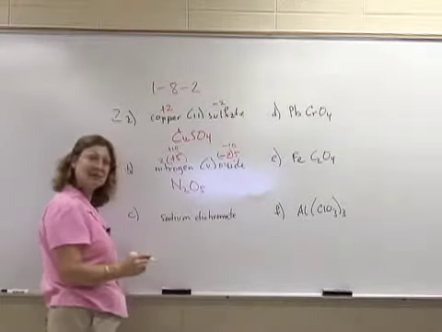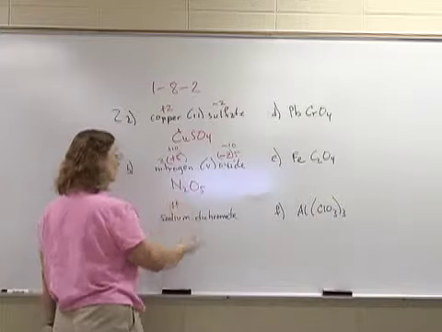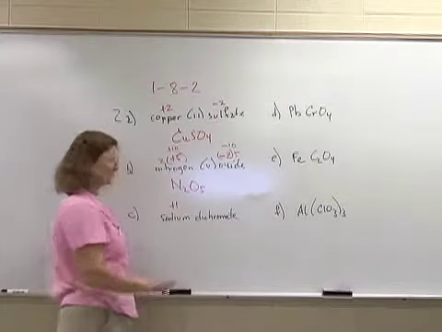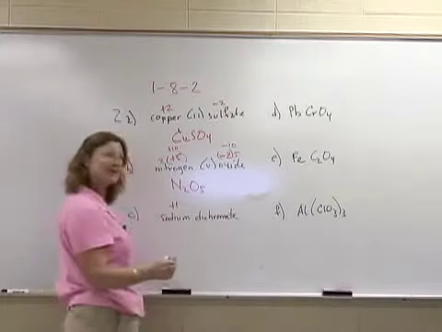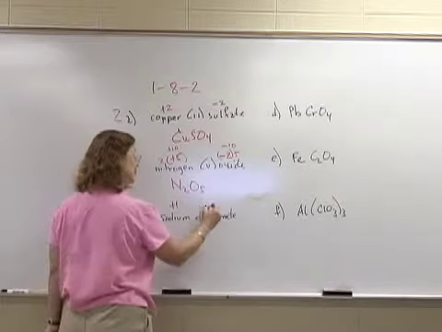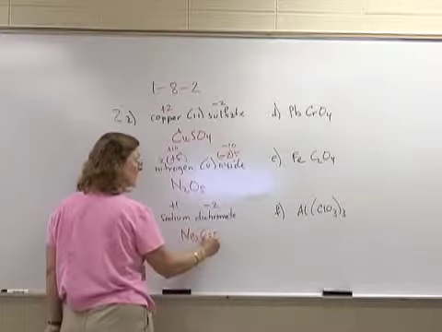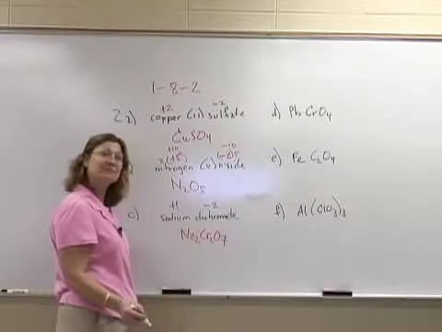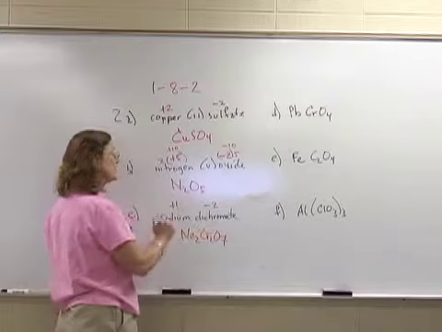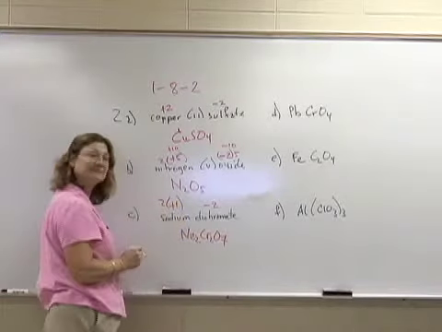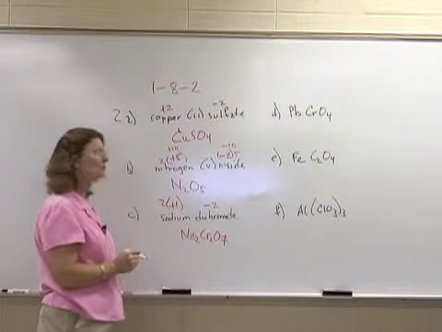Sodium is an alkali metal, so it's always +1. That's why I don't need a Roman numeral. Dichromate is a polyatomic ion that is -2. So the formula must bring the compound to 0. So +2 and -2 is equal to 0. And that's how you do those three.